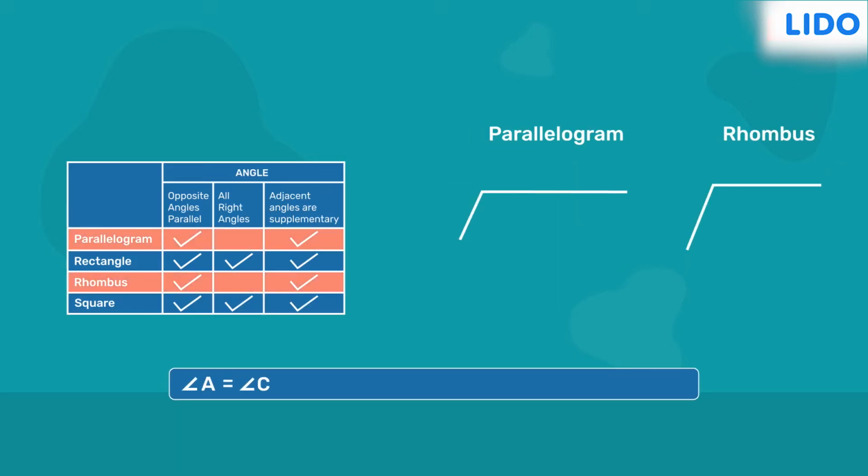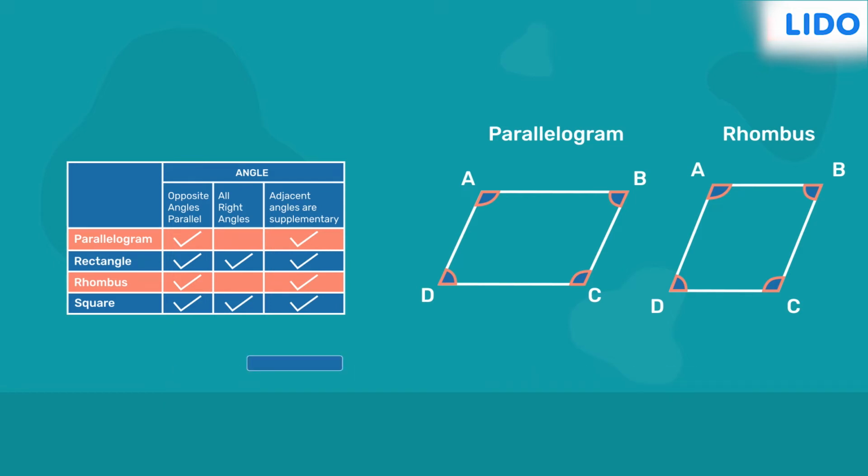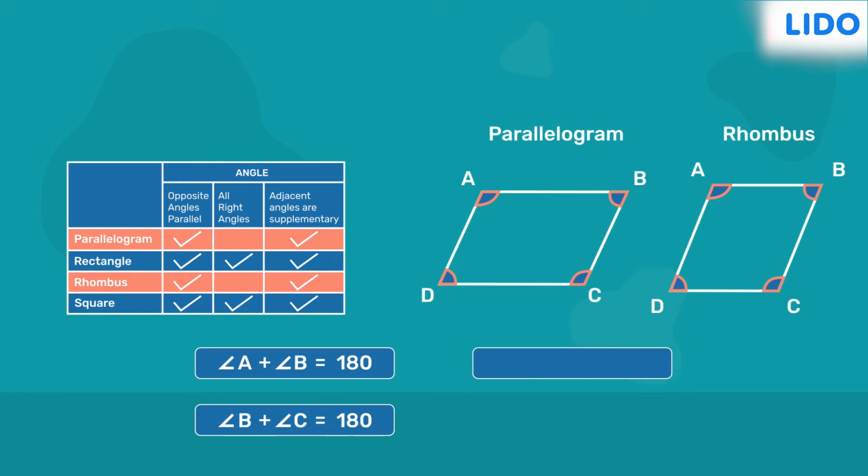As far as angles are concerned, opposite angles in parallelograms and rhombuses are equal, and any two adjacent angles in parallelograms and rhombuses are supplementary. The pairs of adjacent angles are angle A and angle B, angle B and angle C, angle C and angle D, and angle D and angle A.